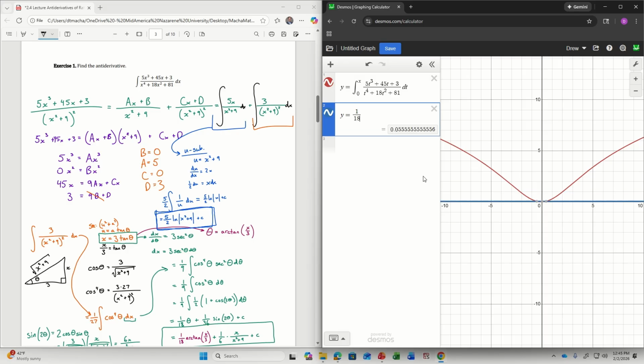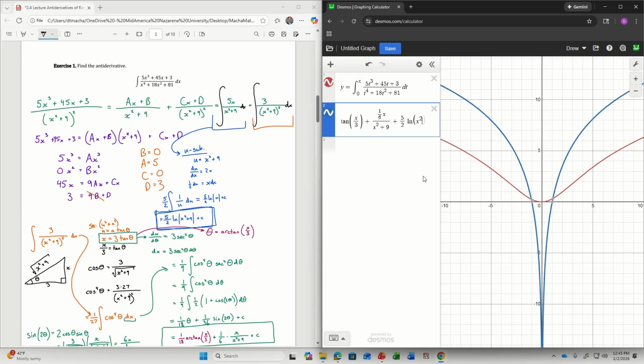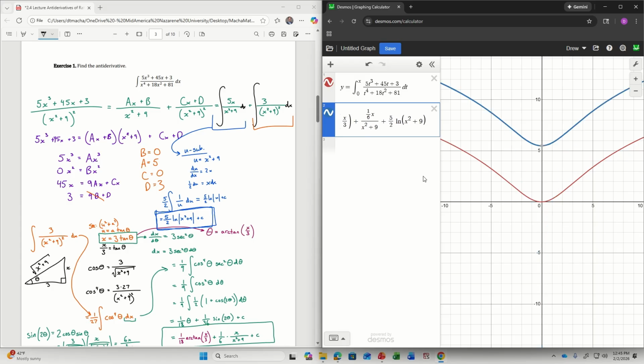1 over 18 arctangent of x over 3 plus 1/6 x divided by x squared plus 9. And that was just the trig sub part. I also have to go back and add in the 5 halves natural log of x squared plus 9 and then plus a constant.